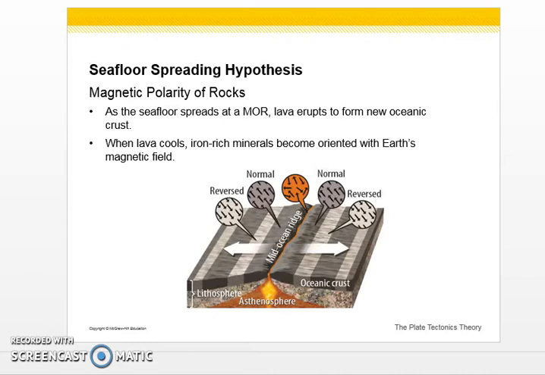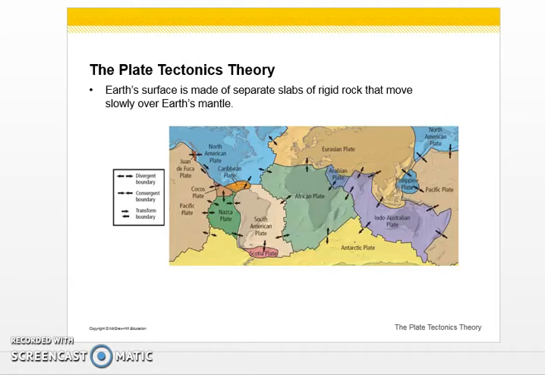Now, part of the seafloor spreading hypothesis is magnetic polarity of rocks. As the seafloor spreads at an MOR, or mid-ocean ridge, lava erupts to form new oceanic crust. When lava cools, iron-rich minerals become oriented within Earth's magnetic field. Earth's surface is made up of separate slabs of rock that move slowly over Earth's mantle.